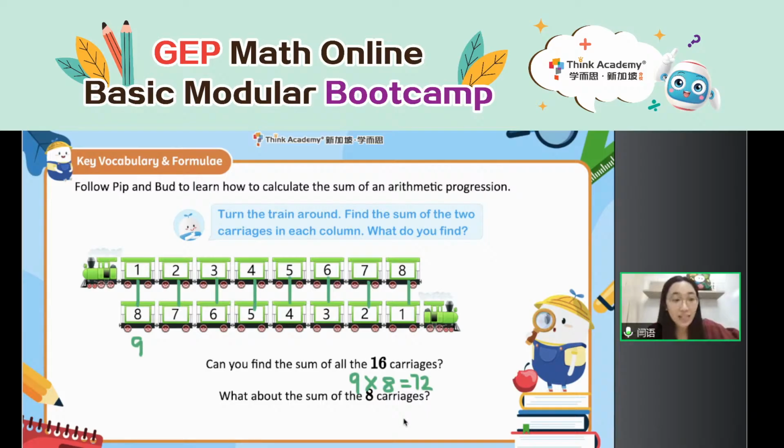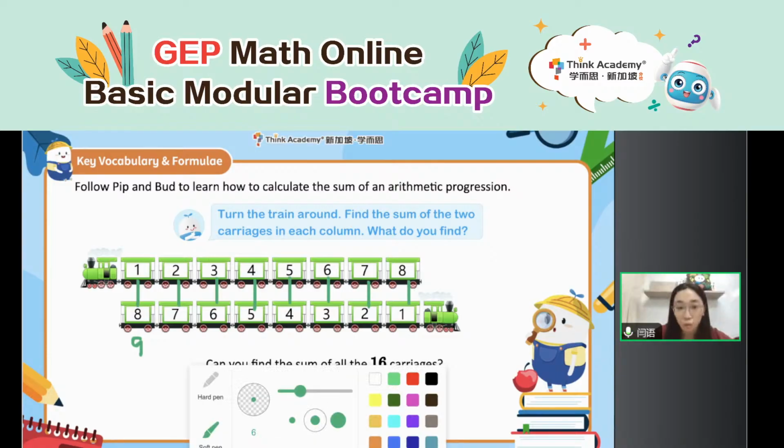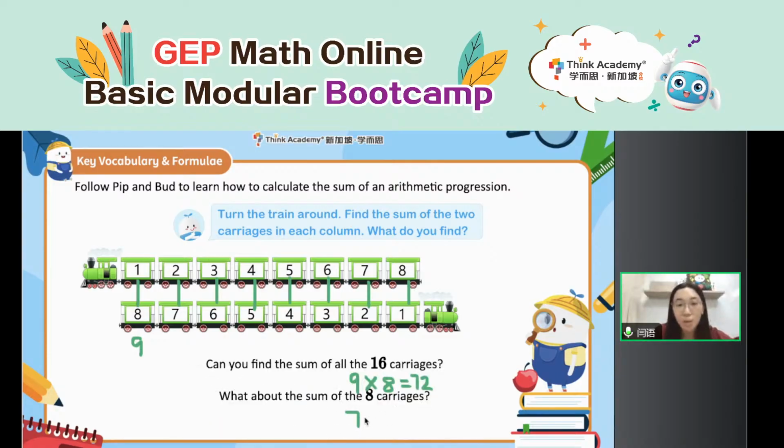The sum of the 8 carriages only, now that is for the 2 trains, you just remove 1. How do we show that? Actually, that is just divided by 2, okay? So here you see, we can get 72 divided by 2, and what is the number? For the answer, it should be 36. Good job, okay? I saw that some students already figured it out.